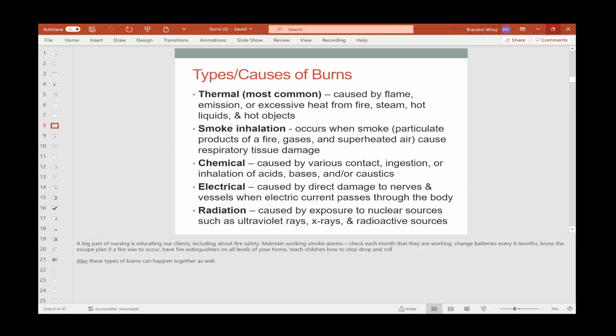But so thermal's the most common, and usually while we're cooking or barbecuing, whatever. So typically it comes from thermal. Steam is another you might want to think about as well, because we don't really think about steam as often. But just hot liquids.